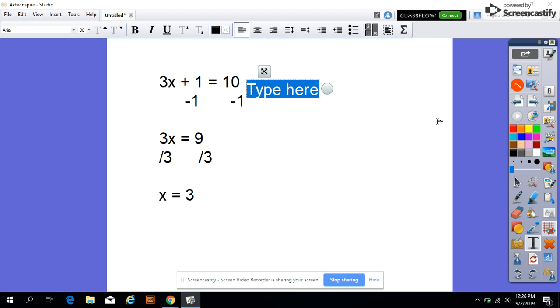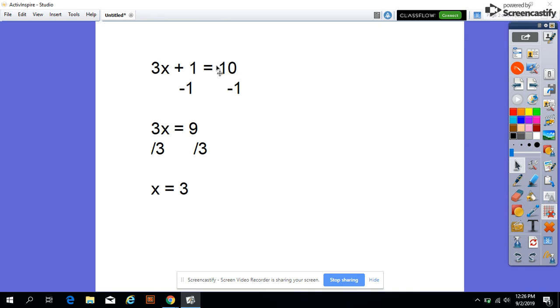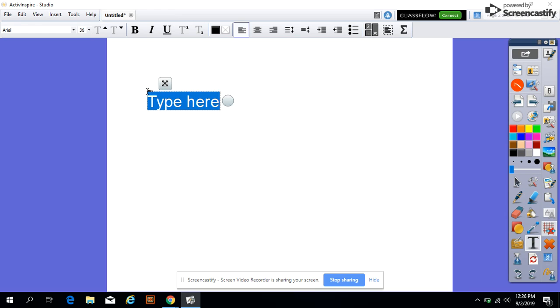Okay? Now, another one to look at is when we have the variables on both sides. For instance, like this. Now, the key here is it works the exact same way. You do need to get your x's together. It's probably going to be the first step anyone would say.